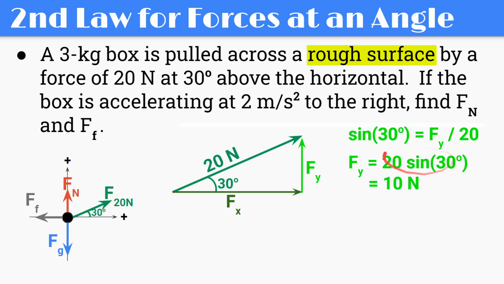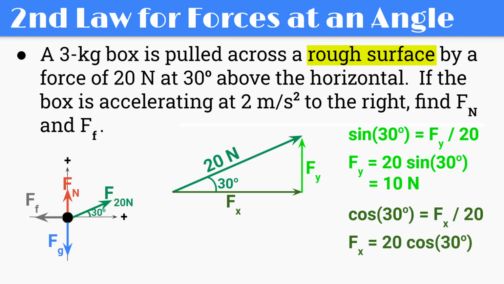All right, so that's how you find the y component. The x component is adjacent to my angle. And so if I think back to that same acronym SOHCAHTOA and I want to find the adjacent side and I have the hypotenuse, I'm going to use cosine. Cosine of my angle 30 degrees equals adjacent over hypotenuse, Fx over 20. Multiply by 20. 20 times cosine 30 is 17.32 newtons.